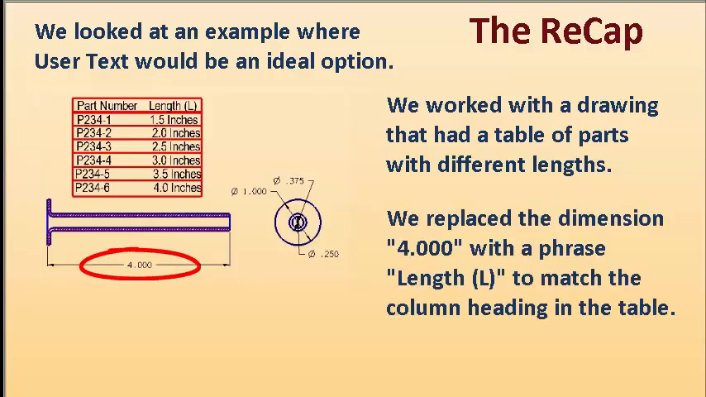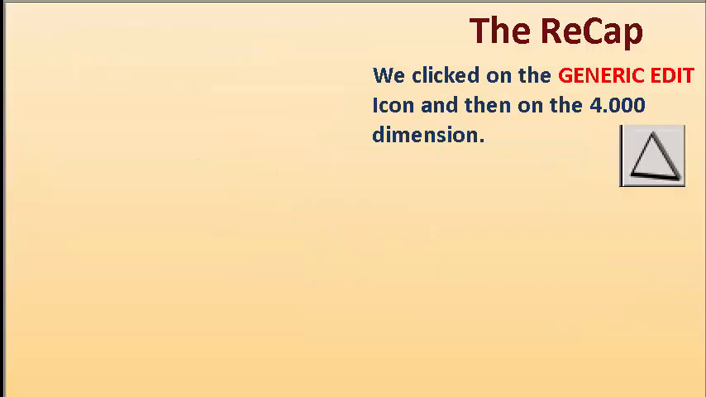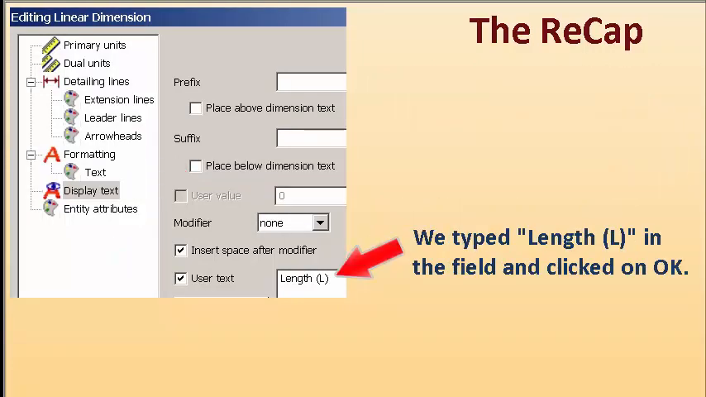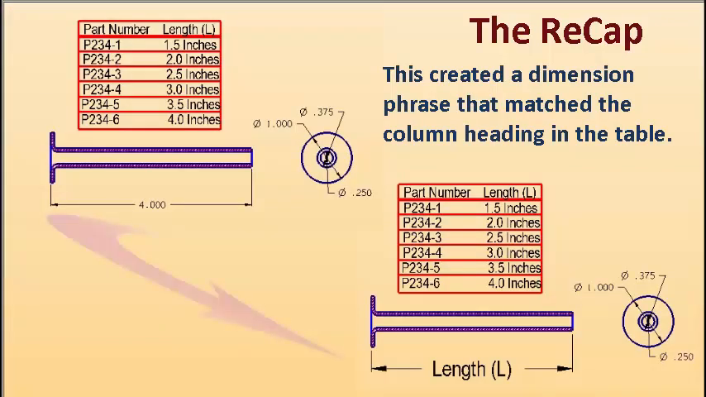We replaced the dimension 4 with a phrase, Length, and in parentheses the capital L, to match the column heading in the table. We clicked on the generic edit icon and then on the 4 dimension. And in the dialog box, we clicked on display text and then user text. We typed Length (L) in the field and clicked on OK. This created a dimension phrase that matched the column heading in the table.